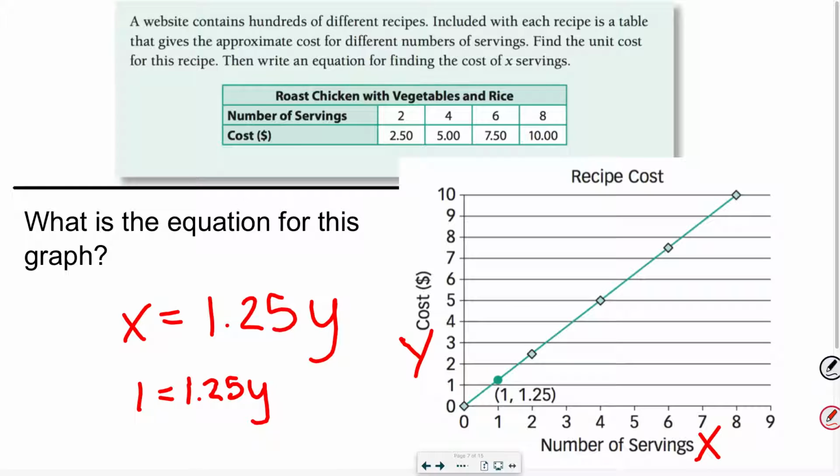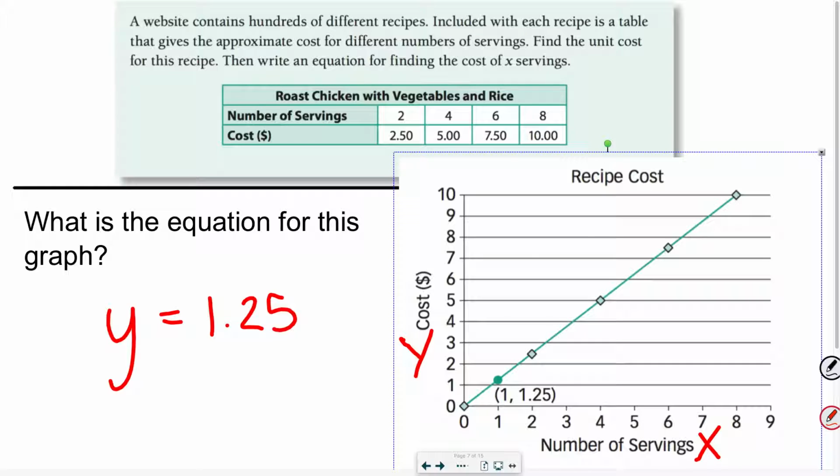So Y is our cost. Then to solve for Y there, we would have to divide both sides by 1.25. Is that going to give us the value we need? No. Can I rewrite the equation a different way? Y equals 1.25 X.